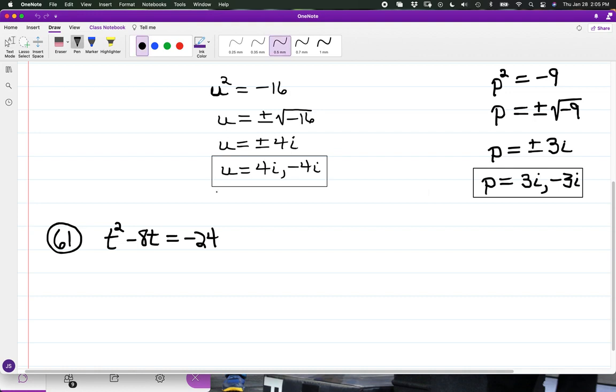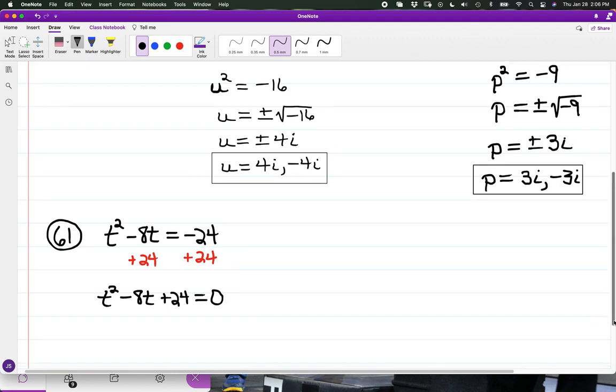If I write this equation in standard format, that is set it up as a trinomial set equal to 0, I add 24 to both sides. So in the rewrite, we will have t squared minus 8 times t plus 24 is equal to 0.